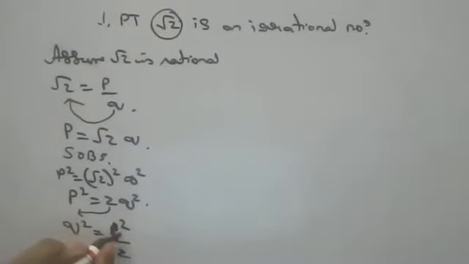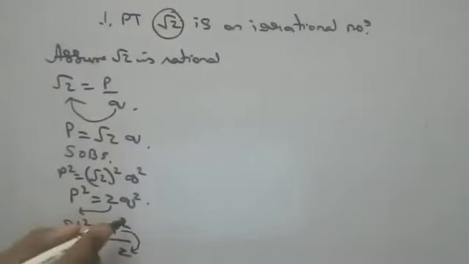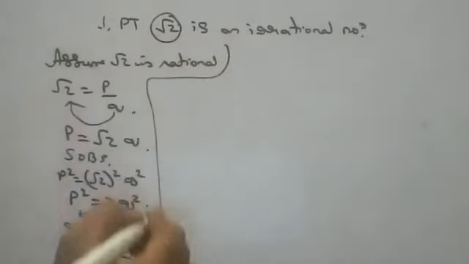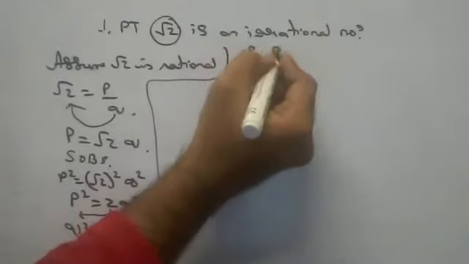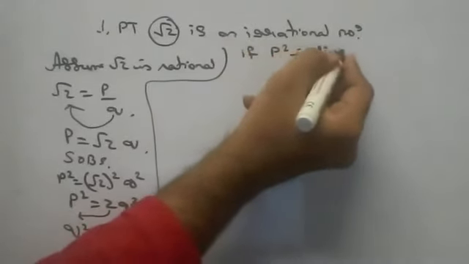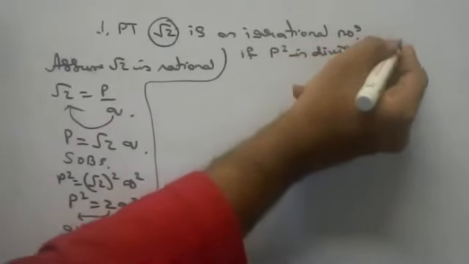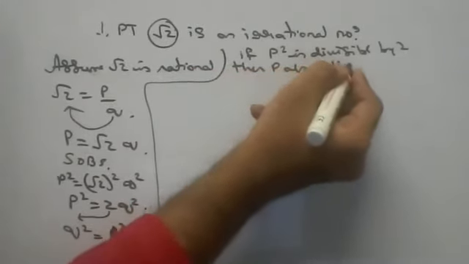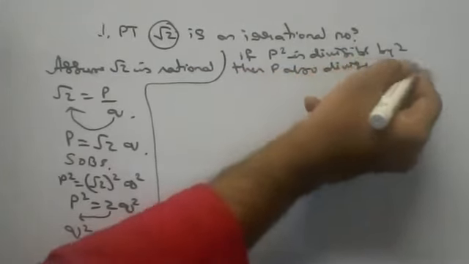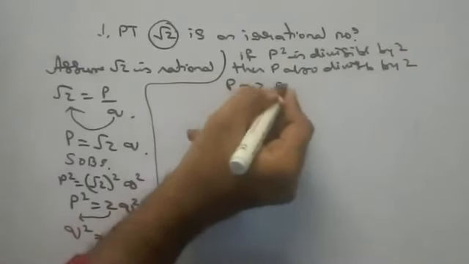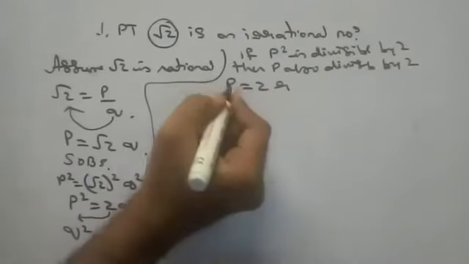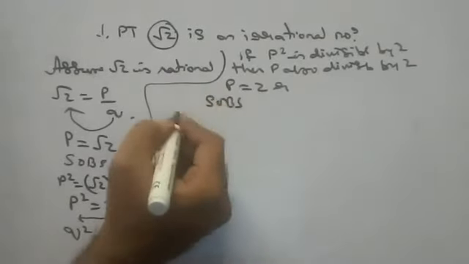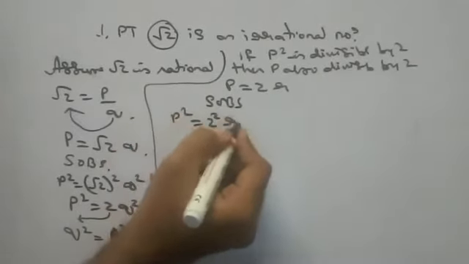So children, as p square by 2 is there, if p square is divisible by 2, then p also is divisible by 2. You should write that statement, children. If p square is divisible by 2, then p also divisible by 2. So p is equal to 2r. What is r? The number by which it is divisible. Suppose this is 10, 2 fives are 10. Again squaring on both sides, what you will get? p square is equal to 2 square r square.